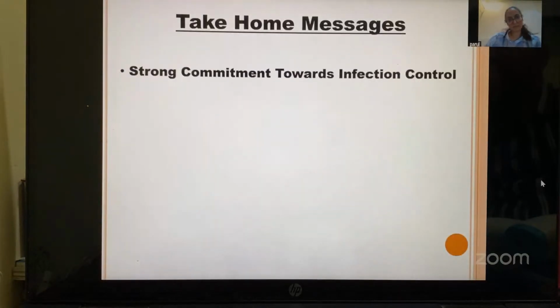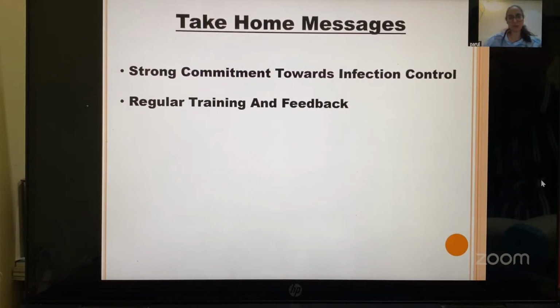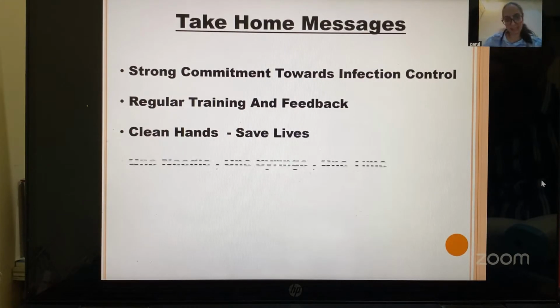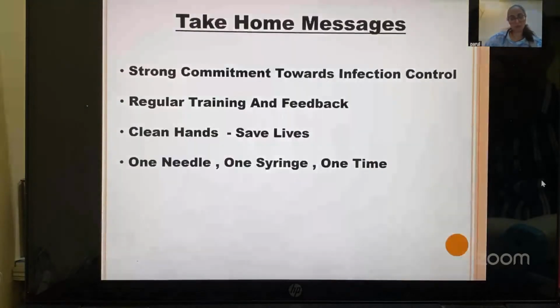And so coming over to the take-home messages, so that we can discuss your questions at the end. A strong commitment towards infection control is required. Regular training, regular feedback, daily dynamic review of our own practices improves lives. Clean hands can save lives. We haven't talked much about the syringe and sharp precautions. I missed it in the interest of time. But one needle, one syringe, one time, and proper recapping is the small thing I would like to reinforce. And just at the end, proper hand hygiene and the steps of hand hygiene can save many, many lives. I would end my talk with this.